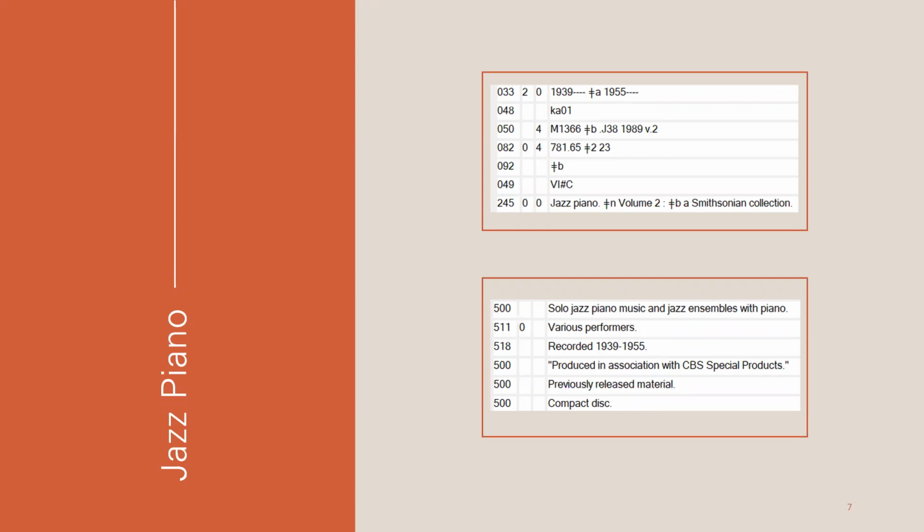The first indicator 2 means there are a range of dates, 1939 to 1955, and the second indicator 0 is for the capture date or information about the recording of sound, the filming of images, or the production or creation of an item. Subfield A must have 8 characters, so the years are followed by 4 dashes. This is an example of MARC field 518 with a single subfield A, which simply states recorded 1939 to 1955.